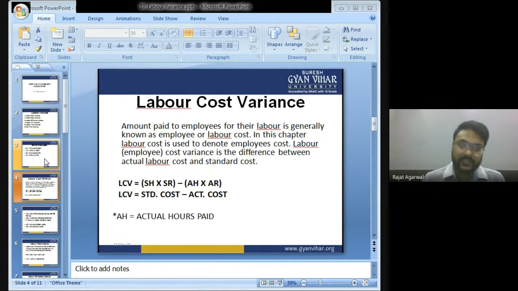Labor cost variance. Whatever amount you pay to employees for their work is known as labor cost. In this chapter, labor cost is used to denote employees' cost. Labor cost variance is the difference between actual labor cost and standard labor cost.